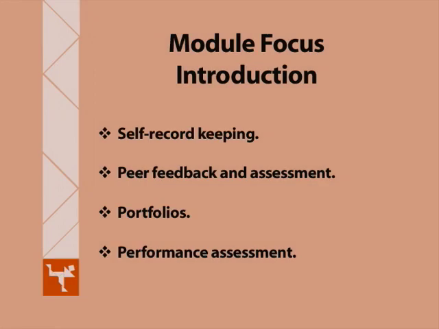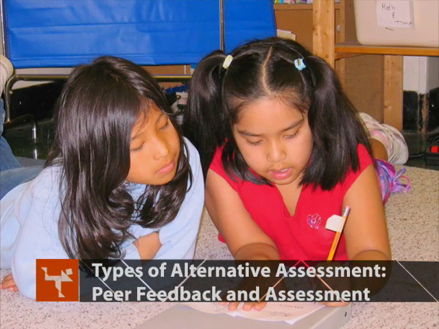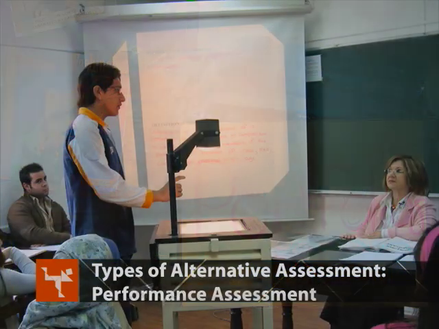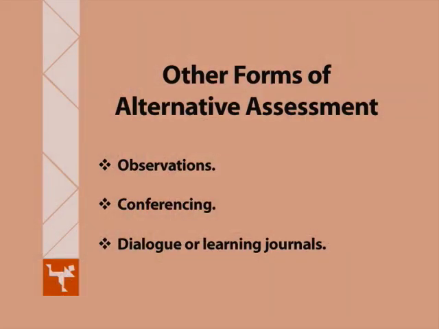Module Focus, Introduction. The focus in Module 10 is on 4 different kinds of alternative assessment: self-record keeping, peer feedback and assessment, portfolios, and performance assessment. Some other common forms of alternative assessment are observations, conferencing, and dialogue or learning journals.